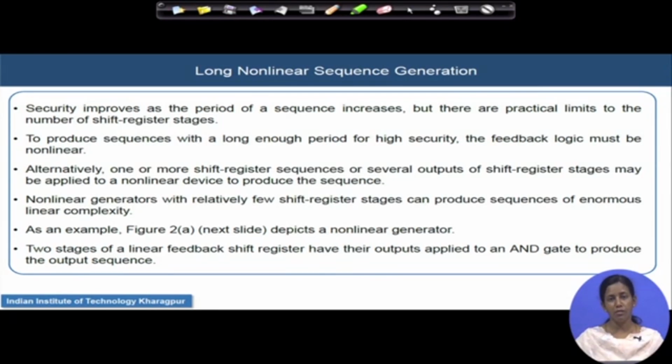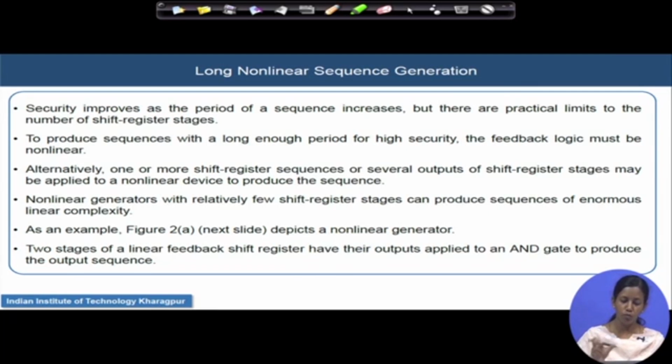So, we are trying to improve the secrecy by increasing the length, but equivalently we can improve the secrecy by making the feedback non-linear. Better not to improve the security by means of length, but by improvising the non-linearity inside the feedback circuit.